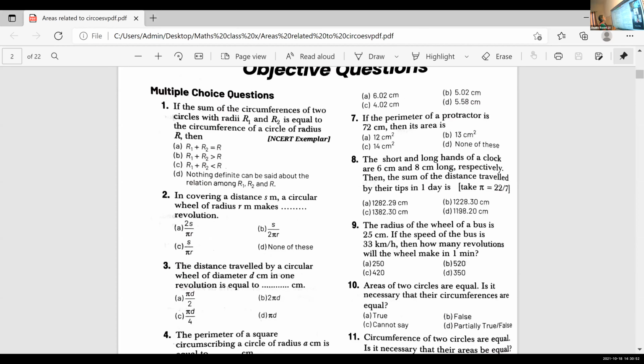Yes, it is option A. Option A is the correct answer, isn't it? How? 2 pi r1 plus 2 pi r2 is equal to 2 pi r. So, everywhere we can cancel 2 pi. So, r1 plus r2 is equal to r.